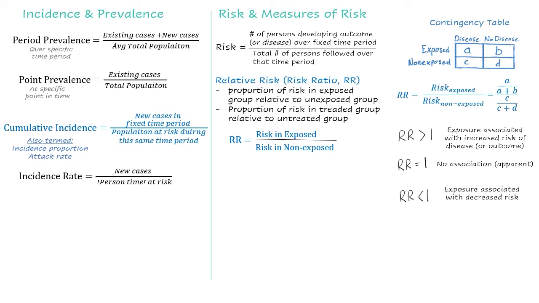Okay, now let's talk about risk. To really understand the concept of risk, we have to first understand incidence and prevalence. Both incidence and prevalence are measures of occurrence, and both in some way incorporate time into their reporting.